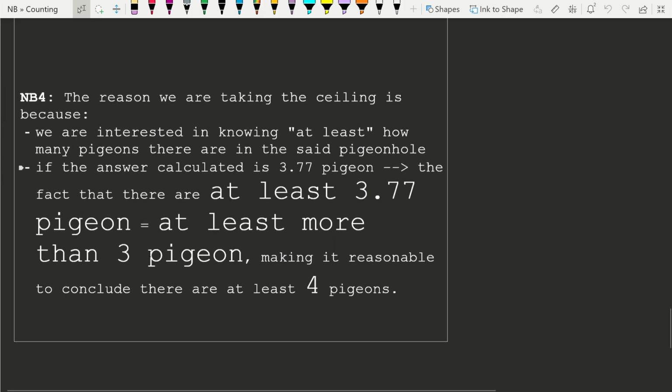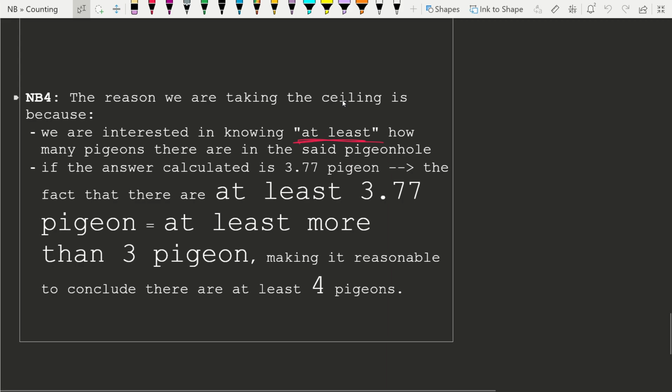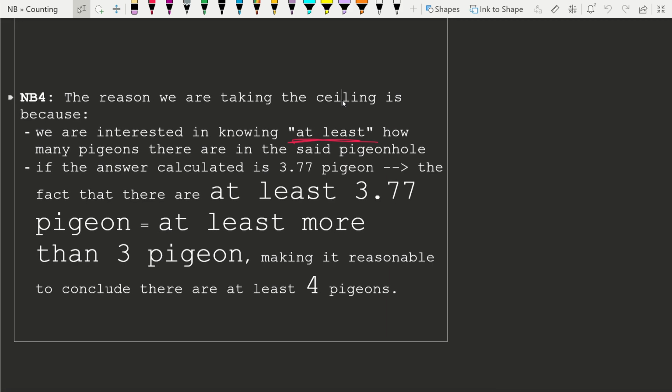So now, as I promised, I'm going to talk about why we're using the ceiling. We are interested in knowing at least how many pigeons there are in the pigeonhole, right? We're talking about at least. And if the answer from doing n divided by k is, for example, 3.77, should we take 3 as the answer, or should we take 4 as the answer?